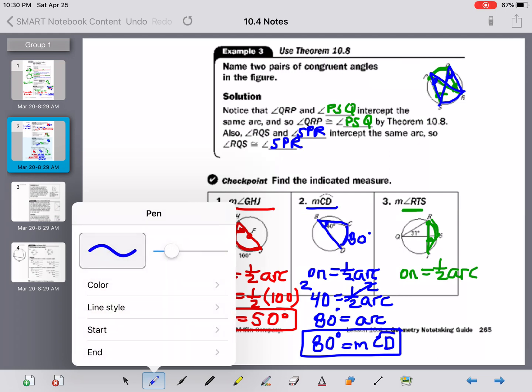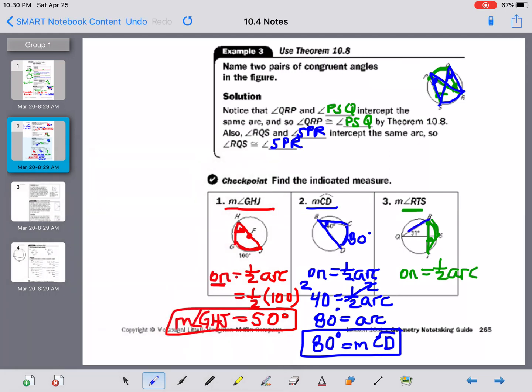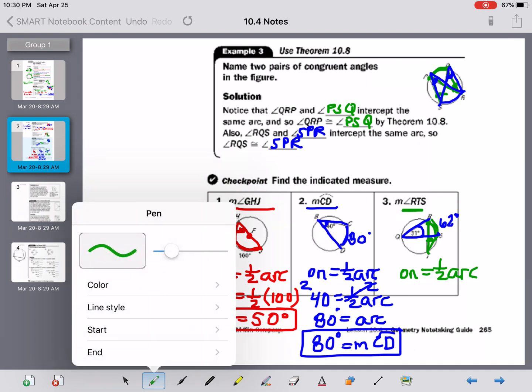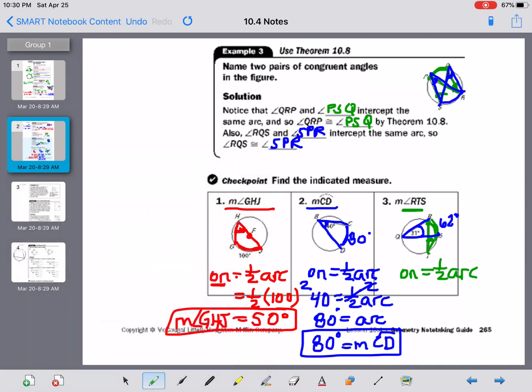If my angle of 31 right here goes to the arc, I can double it to get 62. And then I can use that 62 again to get my exact same angle down here. And I take half of that 62 and I get my inscribed angle is 31. Remember, that angle RTS is 31.